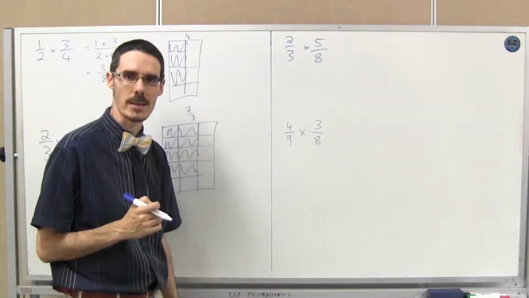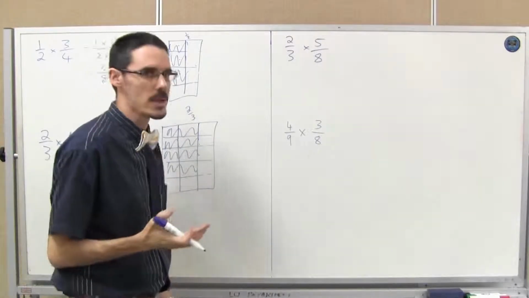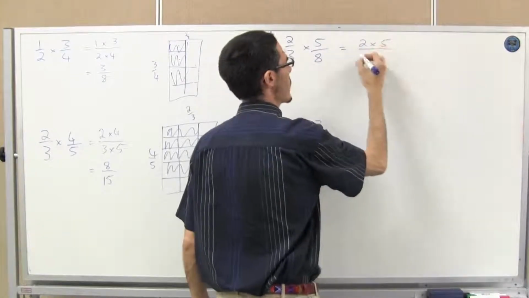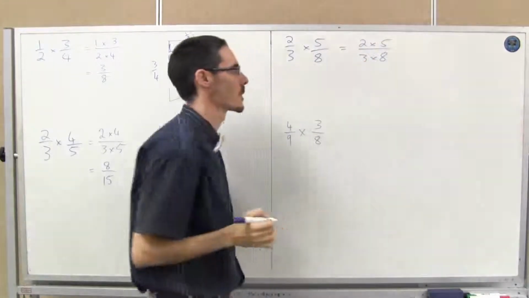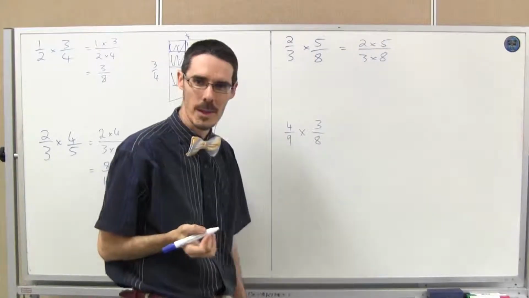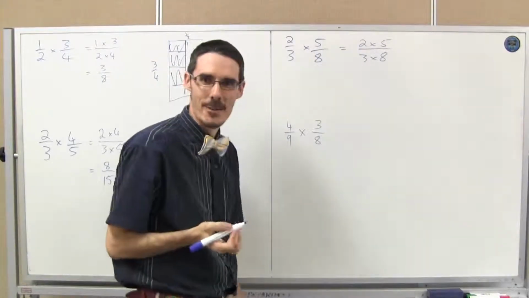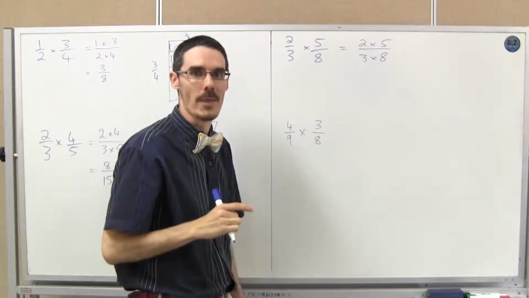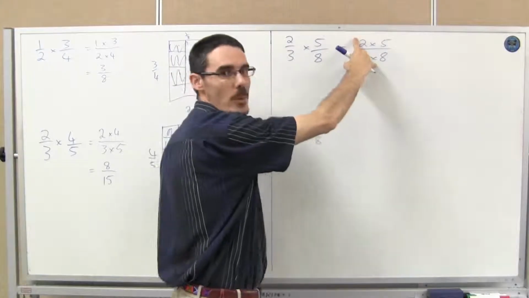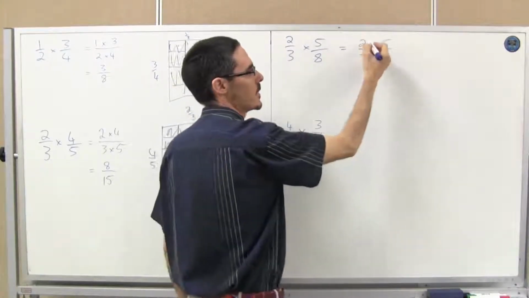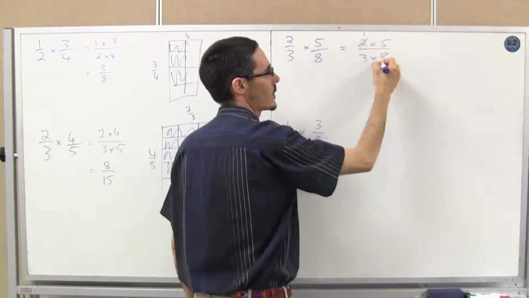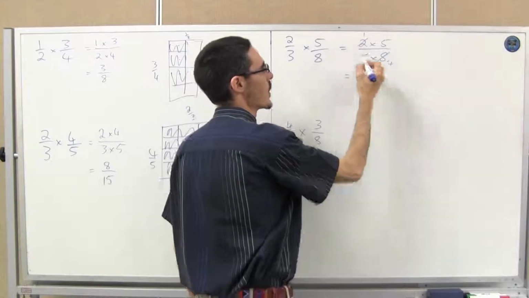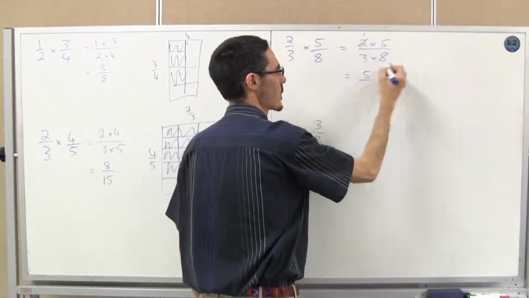2/3 times 5/8. Well, there's no improper fractions. Multiply across the numerators and the denominators. Okay, are there any common factors? Yes, there are. 2 and 8 are both divisible by 2, and this time they're one on the top and one on the bottom. So 2 divided by 2 leaves 1, and 8 divided by 2 leaves 4. Now, do the multiply. 1 times 5, 3 times 4.